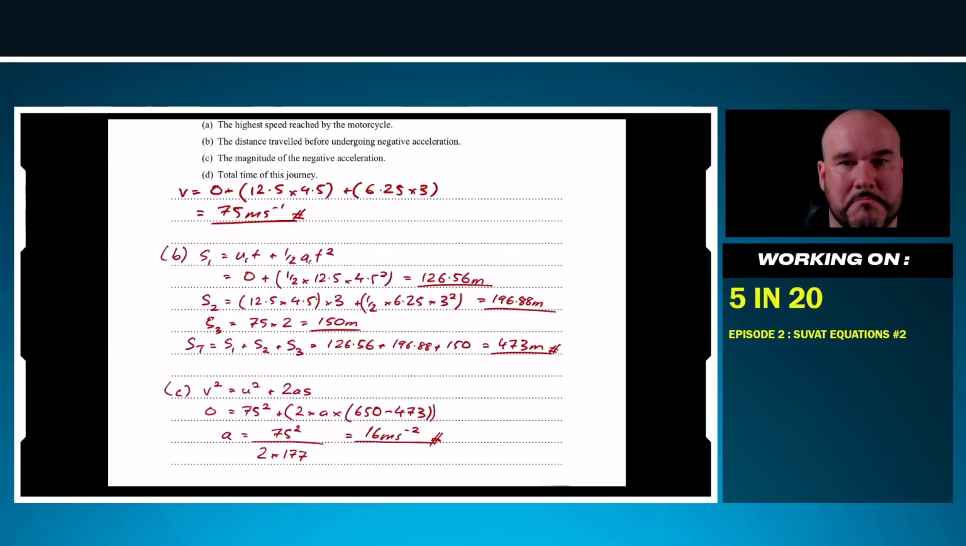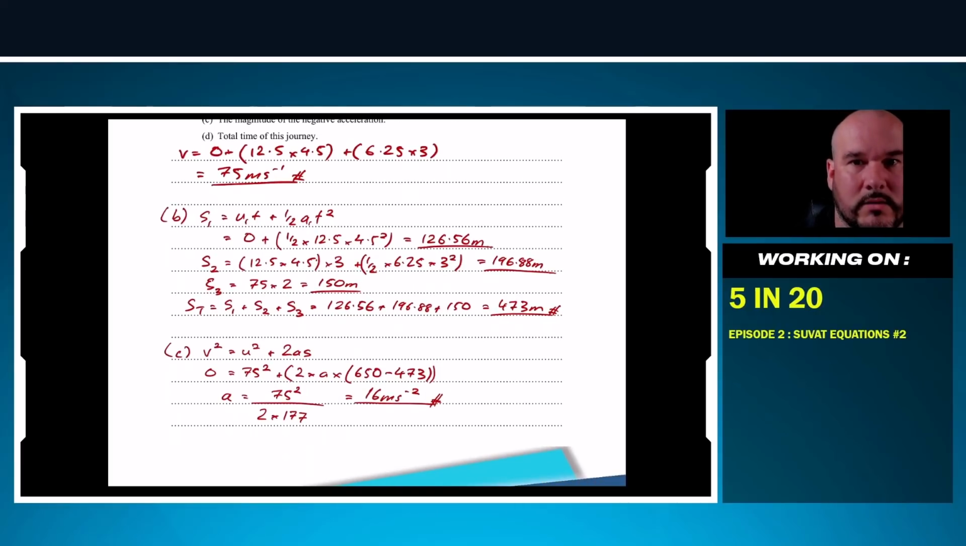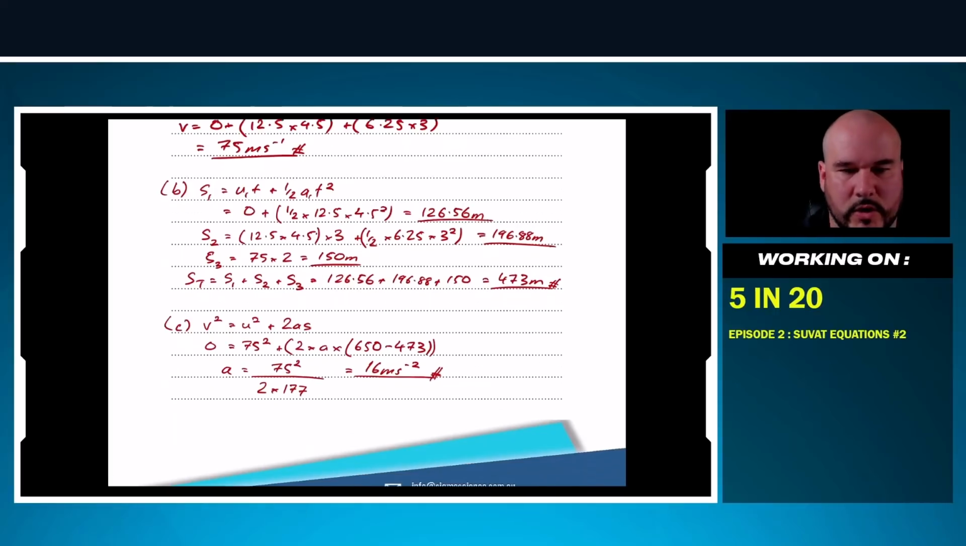It does say magnitude of negative acceleration. So again, really we only care about the magnitude. Obviously, we don't care about the sign. All right, so D, the total time of this journey.